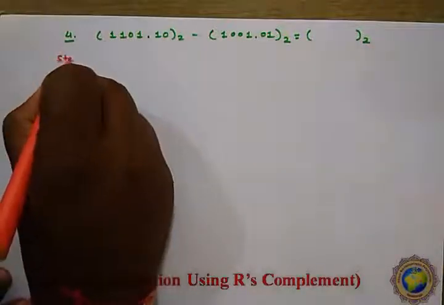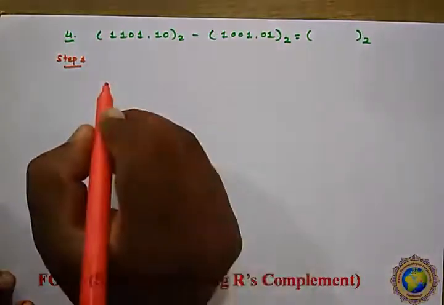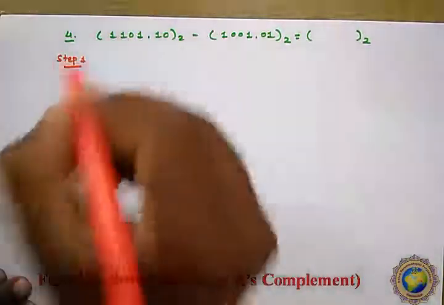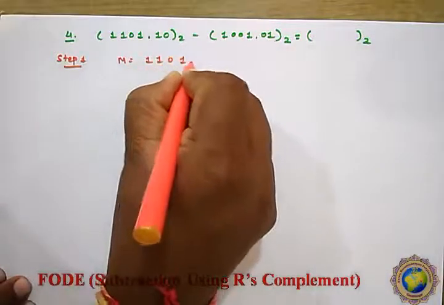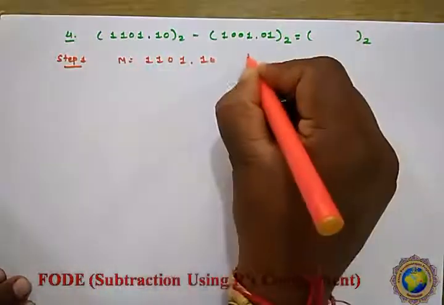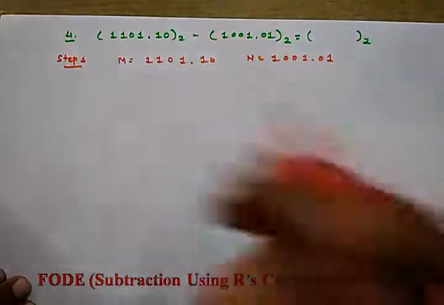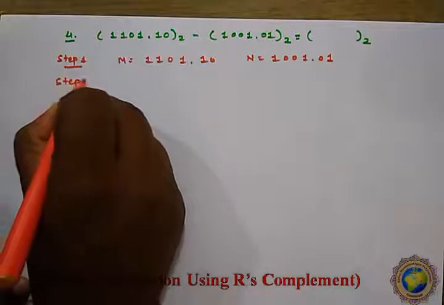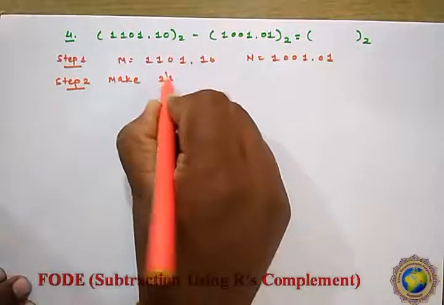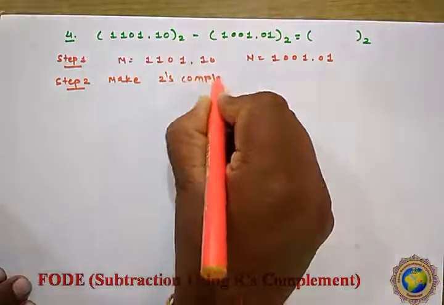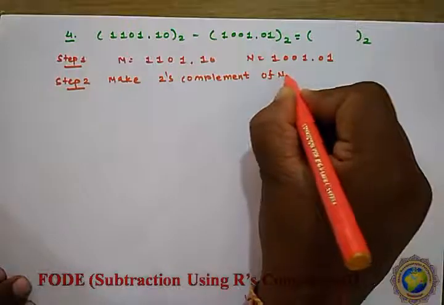So don't panic with the fractional number. You have to perform it the same way. First decide m: it is 1101.10. What is n? 1001.01. Step 2: make the 2's complement of n.